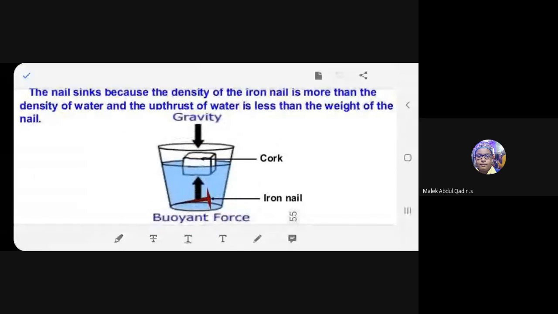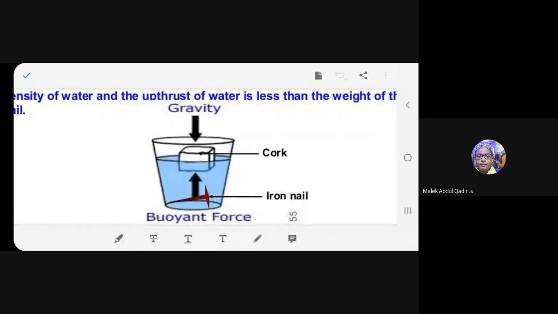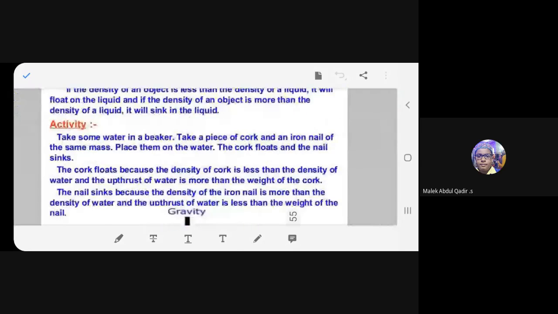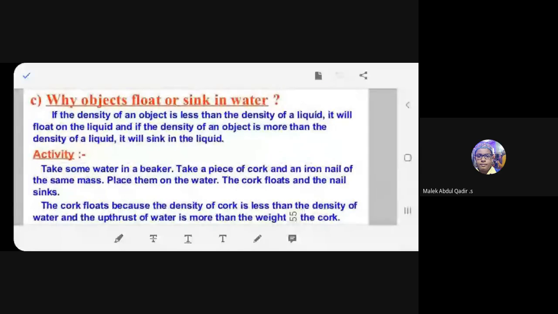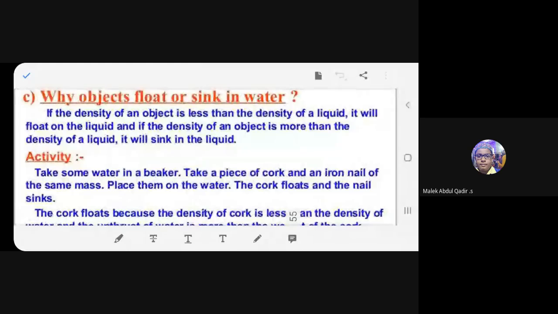You see over here, the cork is floating and the iron nail has sunk at the bottom of the glass. Can anyone explain why it is happening? Hello, boys, can you explain?